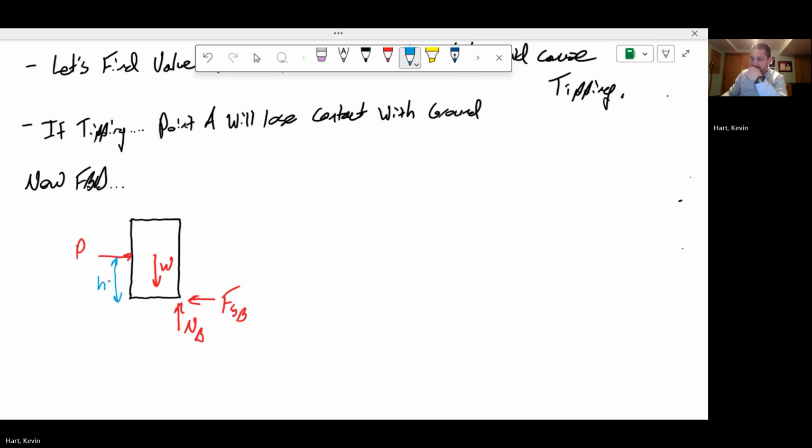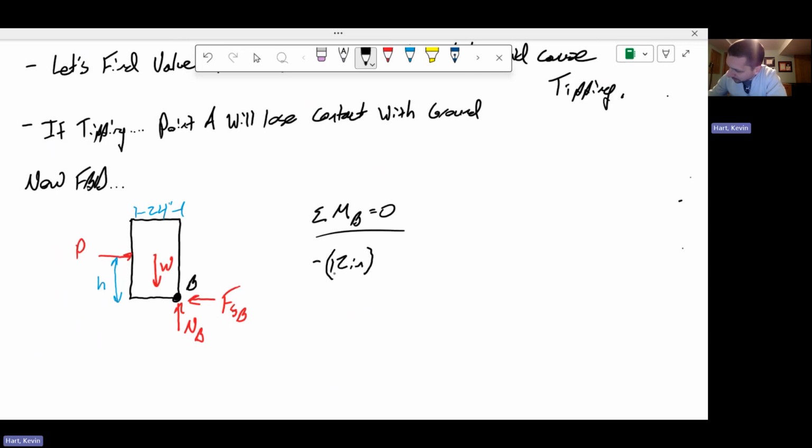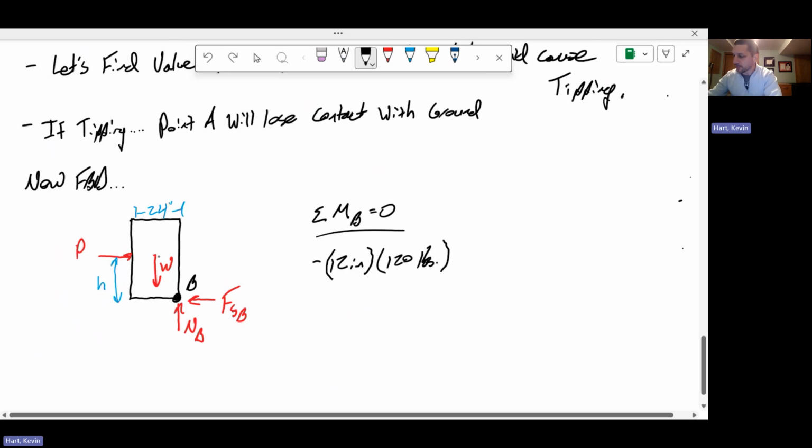All right. Where's my equilibrium? And I'm going to do it about B. This will tell me the situation where moments are equal and the tipping is just about to happen. All right. Remind you that the width of this cabinet is 24 inches. So the sum of the moments about B, we have negative 12 inches times W, which is 120 pounds. That's the moment contribution about B from this weight W. Sorry, this should be positive.